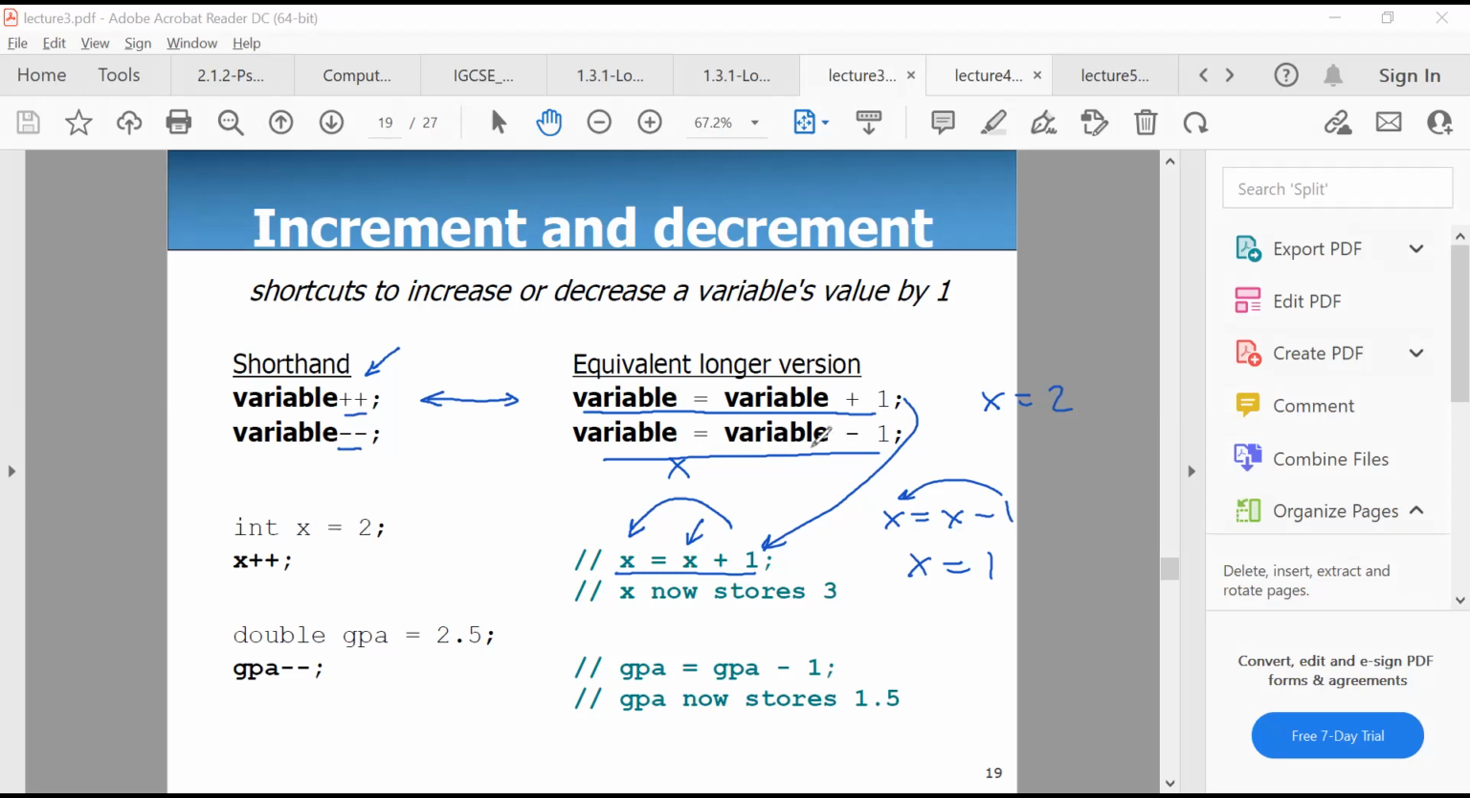Okay, perfect. So if you don't mind, can you tell me here now x should store what? After you do x plus plus, it will be 3. Okay, and what about that? So notice here, this is double. This is not integer. So then it will be 1.5. Okay, good.